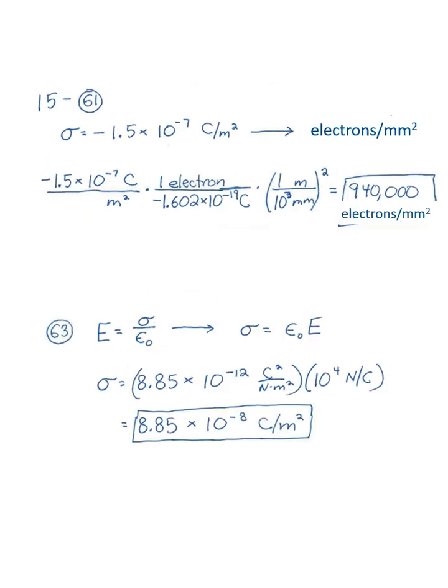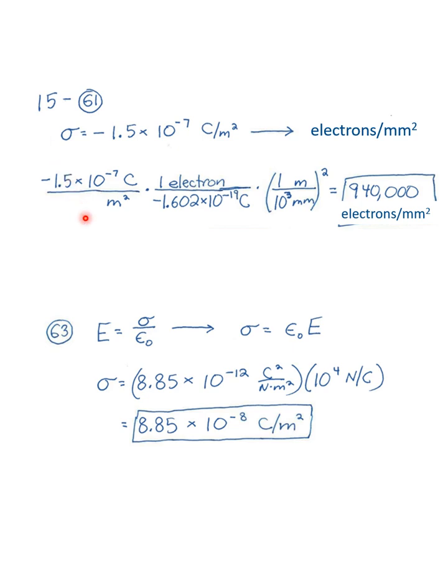Number 61 gives us a surface charge density of a charged plane, negative 1.5 times 10 to the negative 7 coulombs per meter squared. We want to figure out how many electrons there are on a square that is 1 millimeter on a side. So there it is, the Greek letter sigma for surface charge density, negative 1.5 times 10 to the negative 7 coulombs per meter squared. And we want to effectively treat this like a unit conversion problem. We want to turn it into electrons per square millimeter.